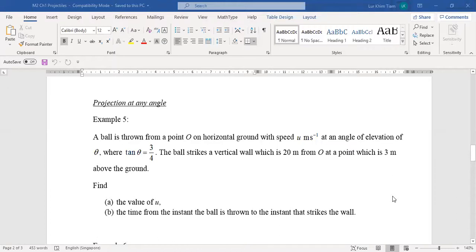Example 5. A ball is thrown from a point O on a horizontal ground with speed u meters per second at an angle of elevation of theta, where tangent theta is 3/4. The ball strikes a vertical wall which is 20 meters from O at a point which is 3 meters above the ground. Find the value of u. Find the time from the instant the ball is thrown to the instant it strikes the wall. Let us go back to our paper.